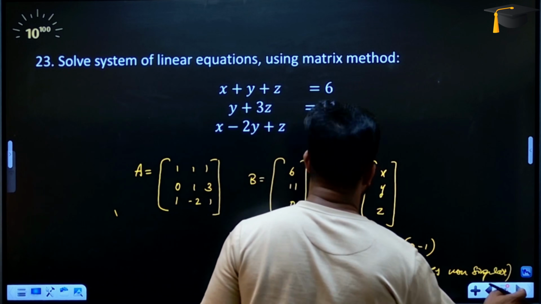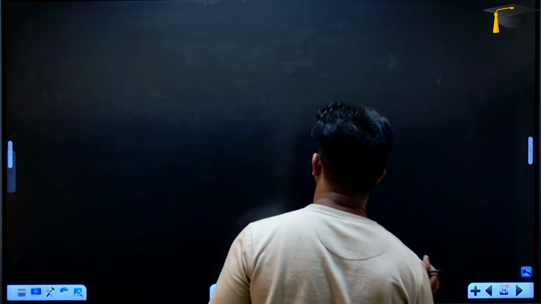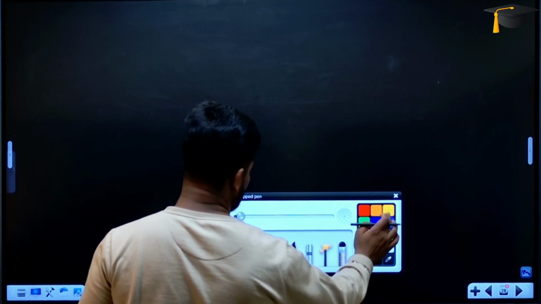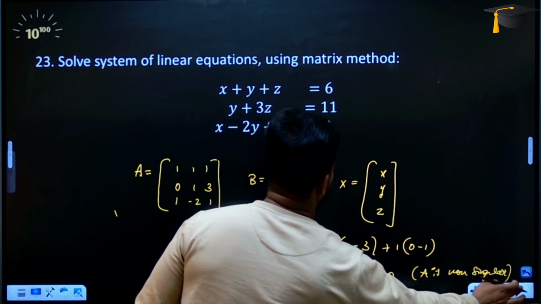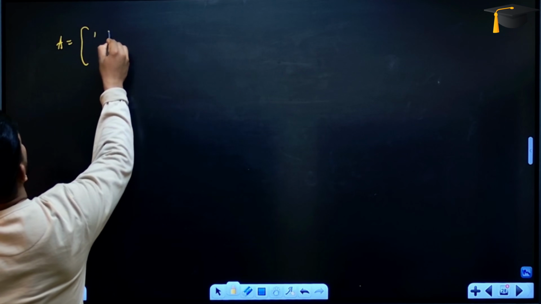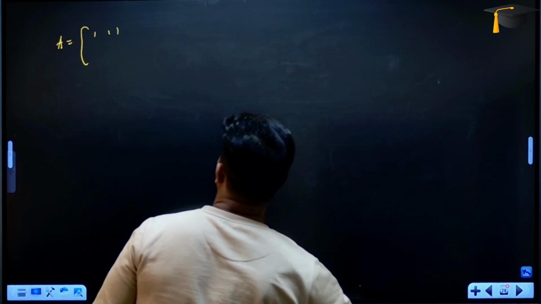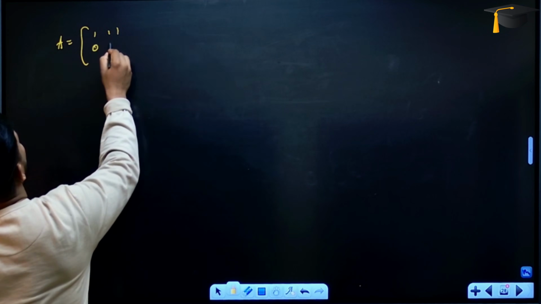Next, there is a shortcut to find out adjoint, but let's not use this. Some teachers will not give marks for that. That's the reason. Okay, if we have to copy these questions, 1, 1, 1. So matrix A is equal to 1, 1, 1. Next, 0, 1, 3.